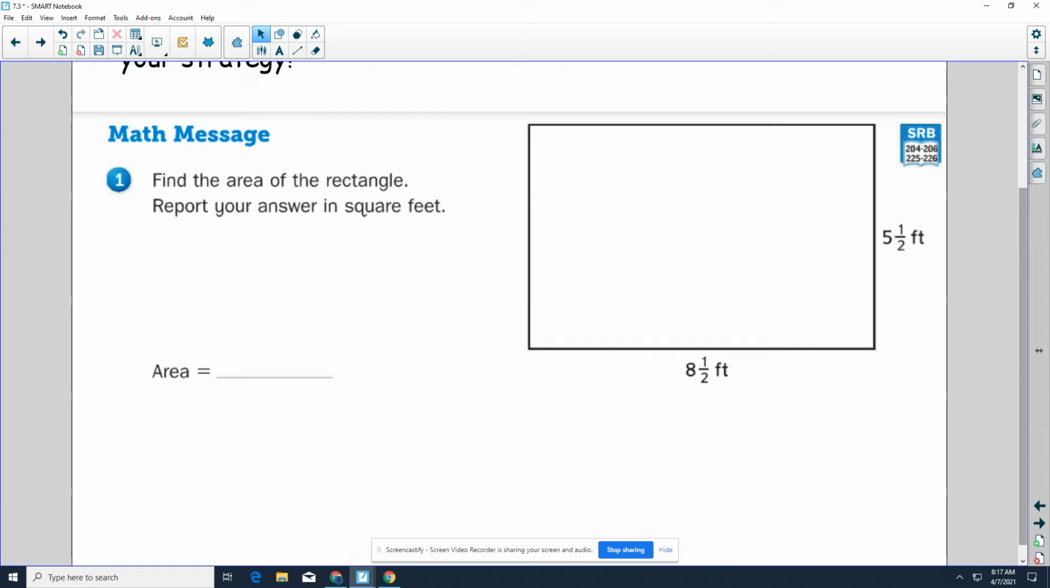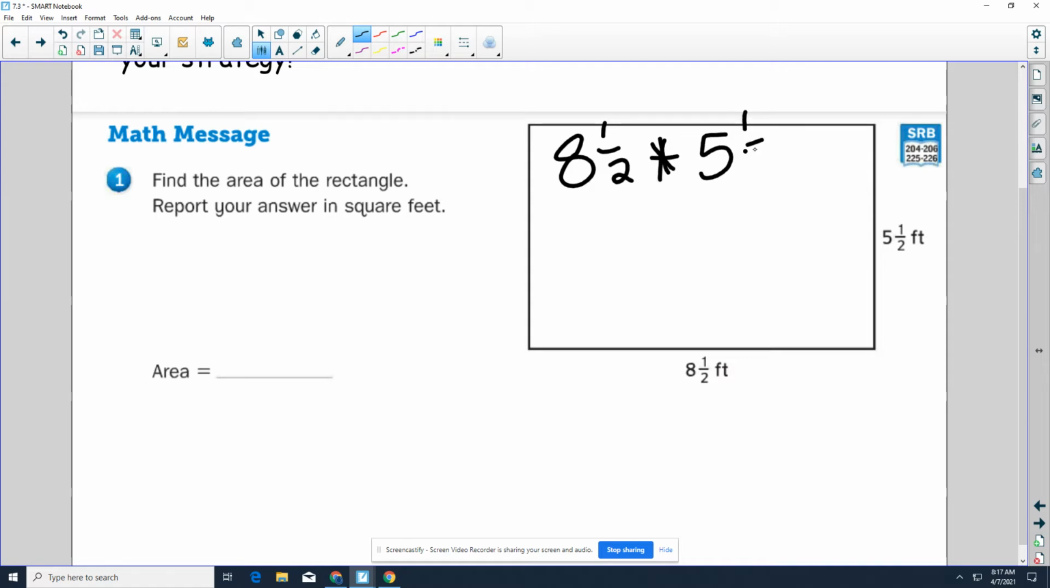Okay, hopefully you've had a chance to do some calculations here. I'm going to show you how I would attack this problem. Instead of drawing it out, you could do that, but I'm going to show you how I would think about it. I would convert both of these to an improper fraction to start with. So I would multiply my denominator by the whole number plus the numerator. So I get 17/2. And then here I would do the same thing, multiply, add my numerator, and I get 2 times 5 is 10, 11/2.